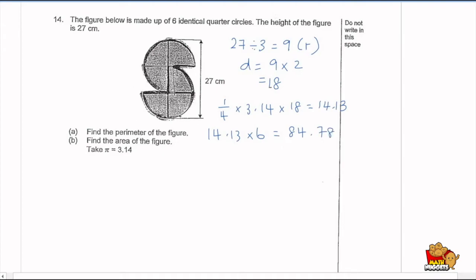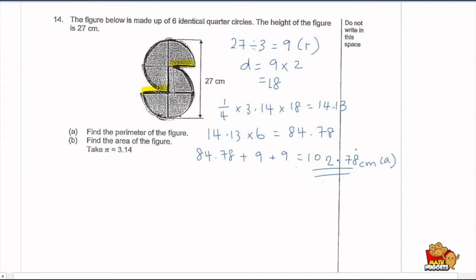And lastly, add up the straight lines. There are 2 straight lines in the figure. This and this, which is the radius. So 84.78, and I add radius and radius, which is 102.78. This is the answer for part A, the perimeter of the figure.